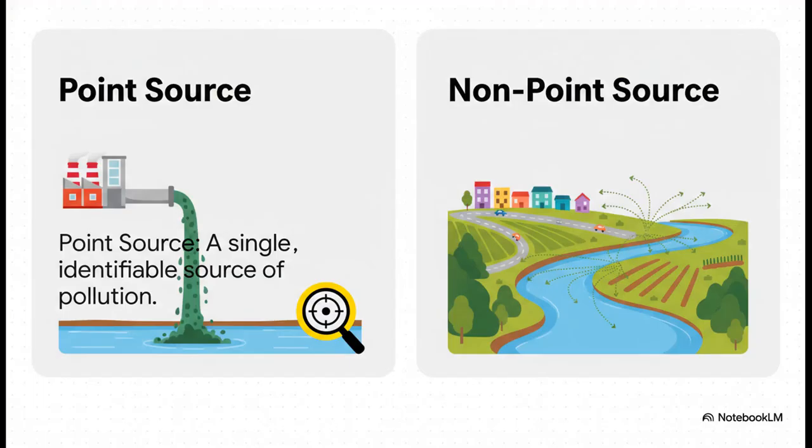And this brings us to another super important distinction: point source versus non-point source. A point source is exactly what it sounds like. You can point to it. It's a single smokestack on a factory or one pipe dumping waste into a river. Easy to identify, easy to monitor. But a non-point source, that's a whole different beast. It's diffuse. Think about the runoff from a massive farm field or all the tiny oil drips from every car in a city. It's coming from everywhere at once, which makes it so much harder to control.